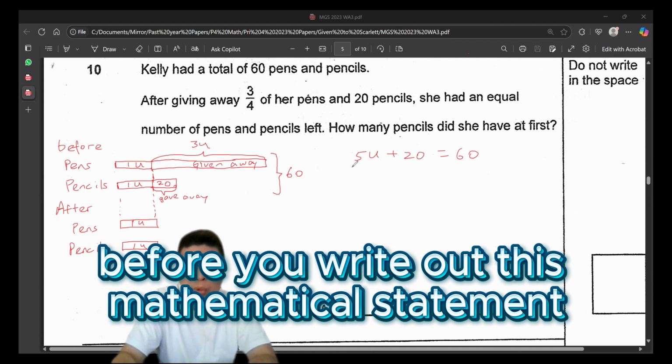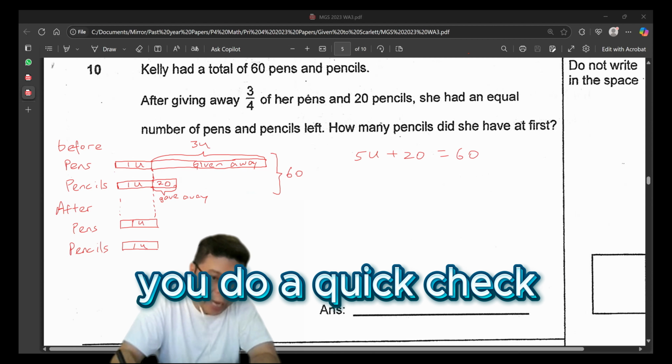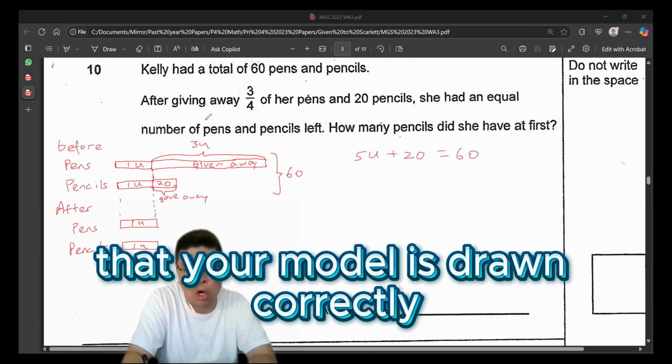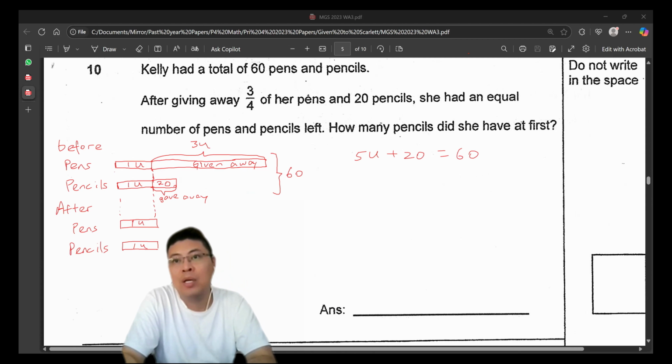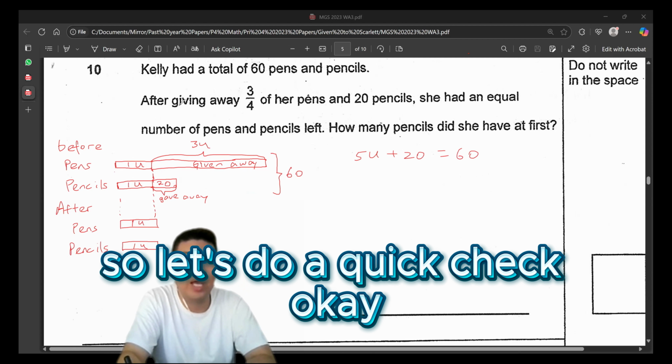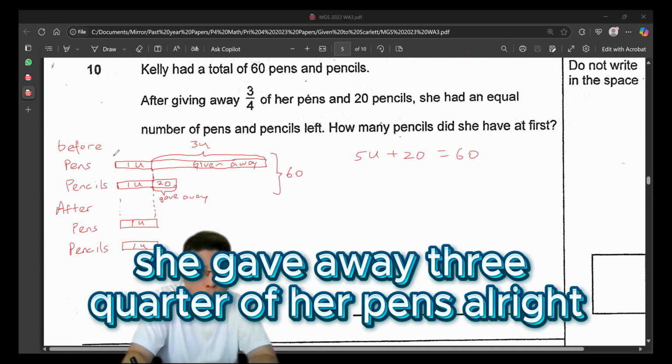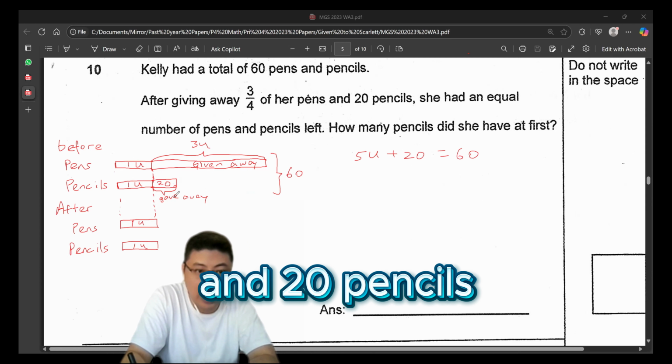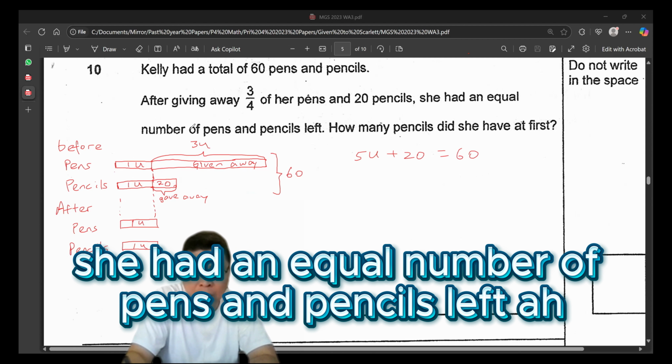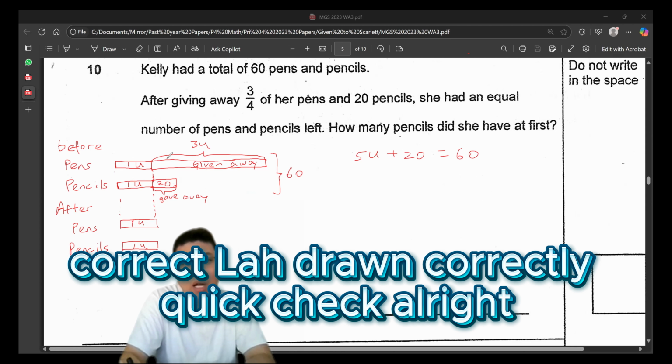And each time before you write out this mathematical statement, you do a quick check that your model is drawn correctly. So let's do a quick check. Okay, Kelly had a total of 60 pens and pencils. She gave away 3/4 of her pens, alright, and 20 pencils. She had an equal number of pens and pencils left. Correct, drawn correctly. Quick check.